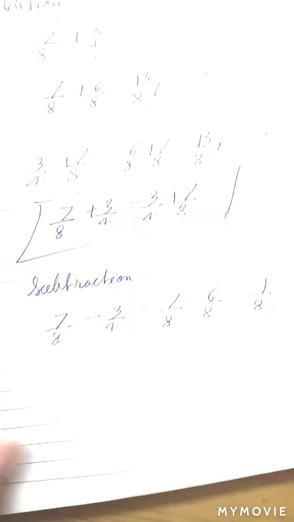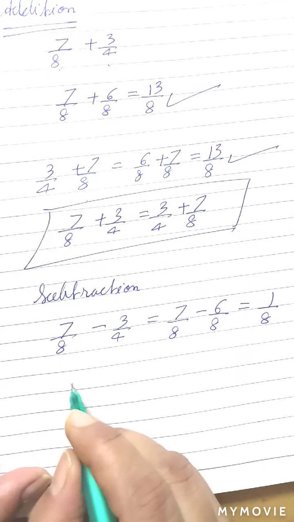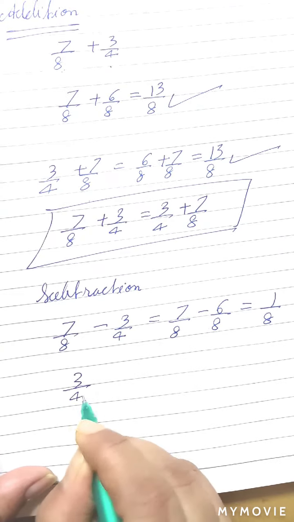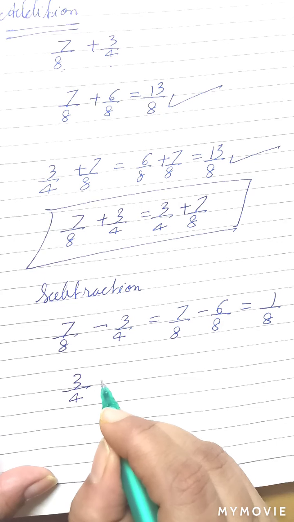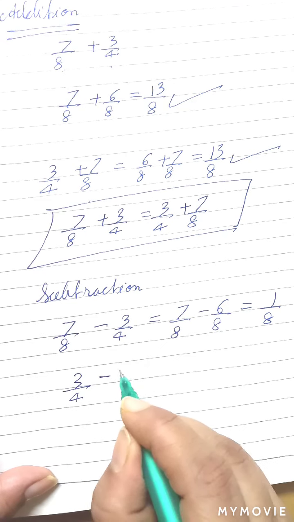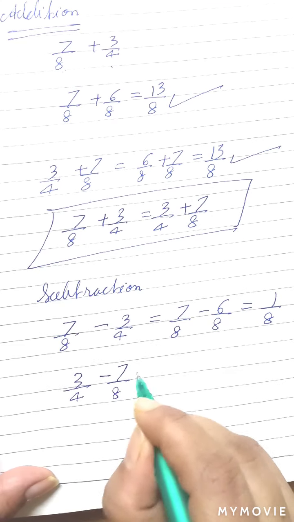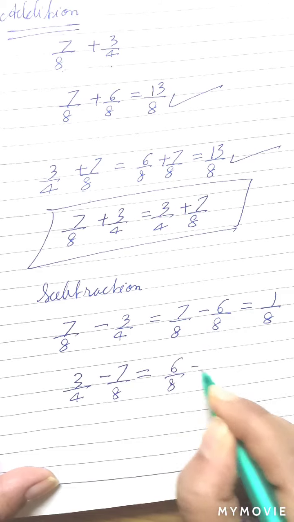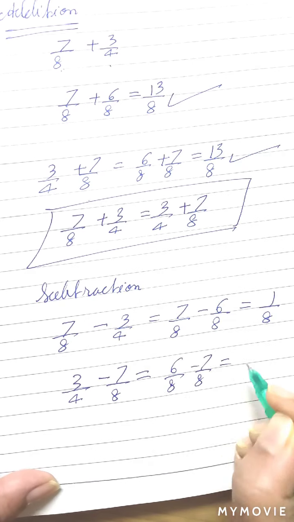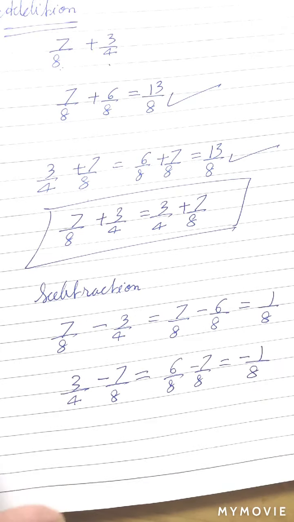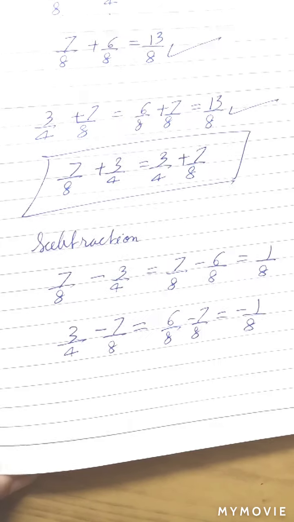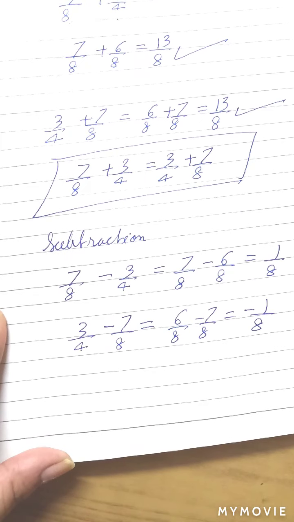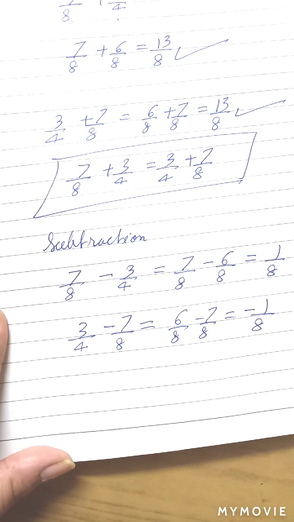Right? Now let's see what would happen if we subtract 7 by 8 from 3 by 4. Is it going to yield the same result? 6 by 8 minus 7 by 8. It's going to be minus 1 by 8. So in case of subtraction, the laws of commutativity are not obeyed by rational numbers.